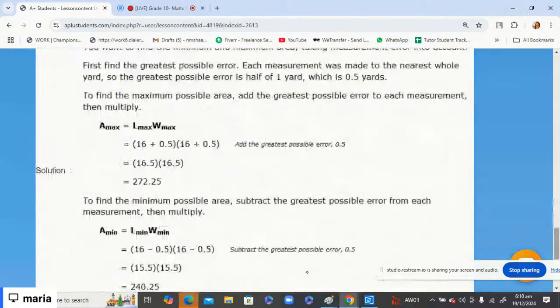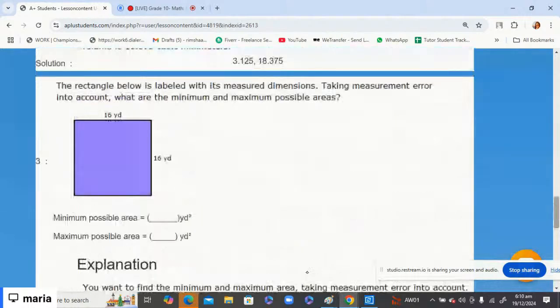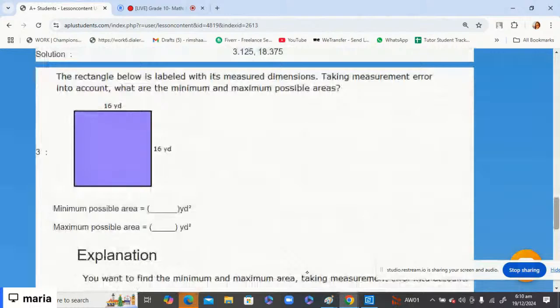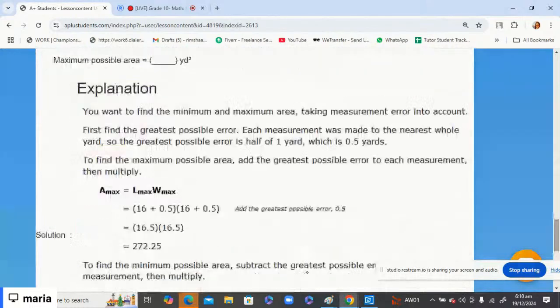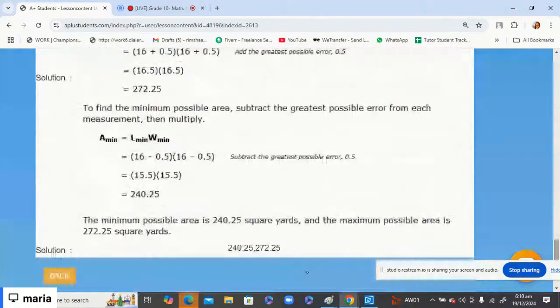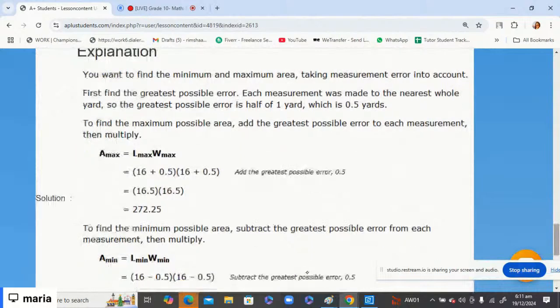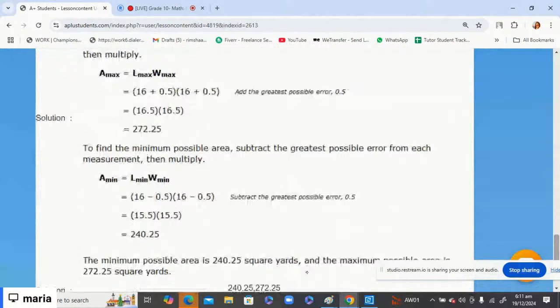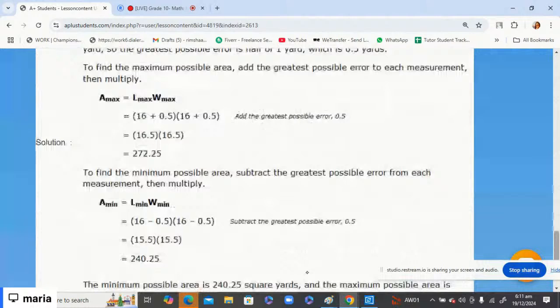Here they are finding the area now, not the volume. If it's volume, then it's a different formula. For area, it's length times width of the rectangle. For the minimum, we subtract 0.5 from the length and 0.5 from the width, and then multiply both of them. After subtraction, we multiply.